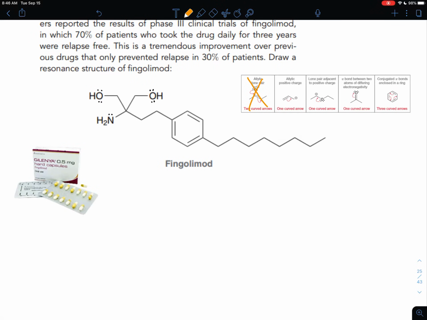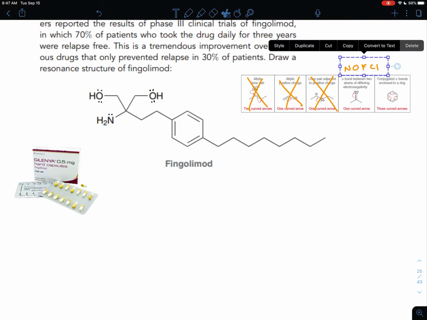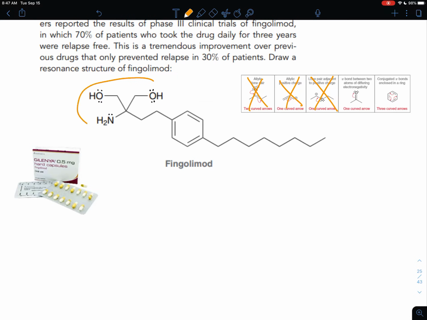An allylic positive charge: we don't have any positive charge in this molecule, so we can't have that one. Lone pair adjacent to a positive charge: again, we don't have a positive charge, so we can't have that pattern. A pi bond between 2 atoms of differing electronegativity: you're really looking for a pi bond to nitrogen, oxygen, fluorine or chlorine, most often nitrogen or oxygen. Here we don't have that. We do have nitrogens and oxygens, but we don't have any pi bonds to them. So we don't have this last one. That leaves us with the 5th pattern.